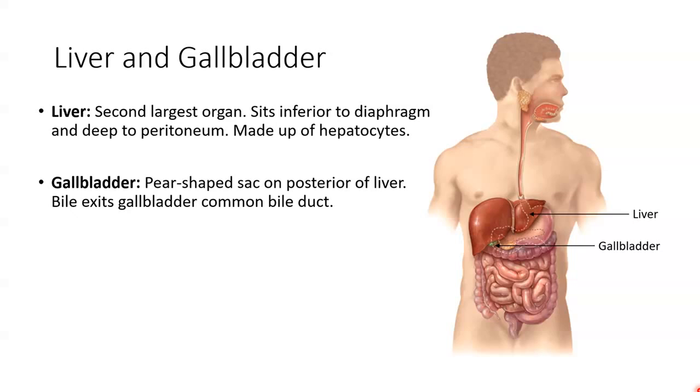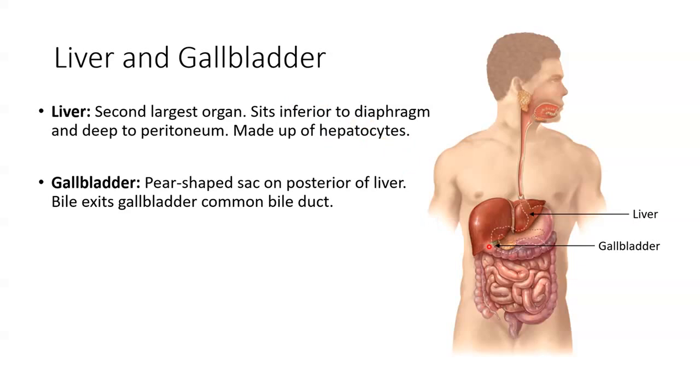And the liver's broken up into 2 different lobes. So we have a large right lobe and a slightly smaller left lobe. We're going to look at the histology or the makeup of the liver more closely on the next slide. But our liver is made up of what we call hepatocytes.